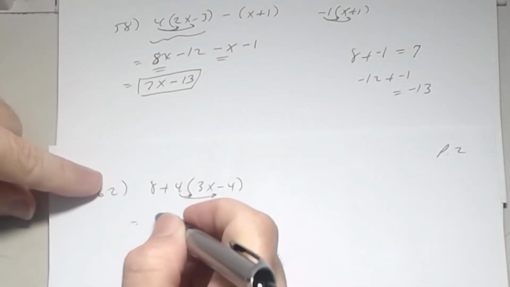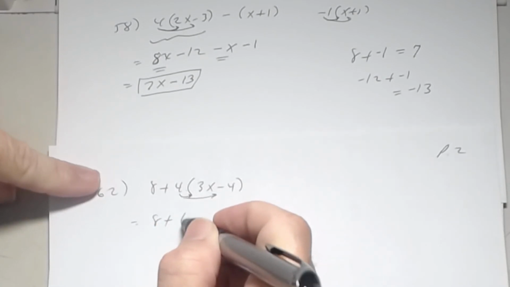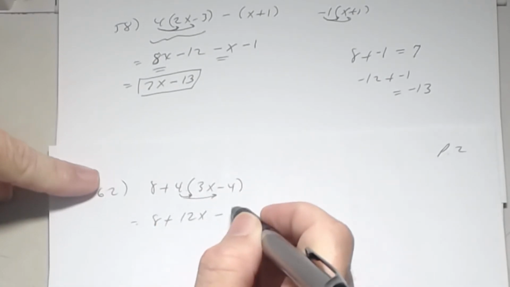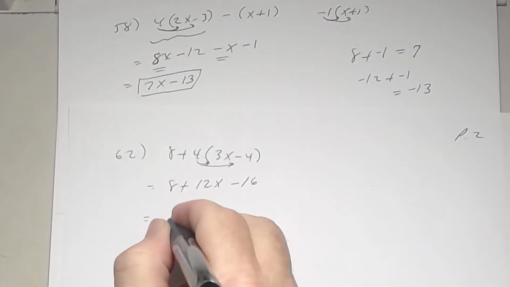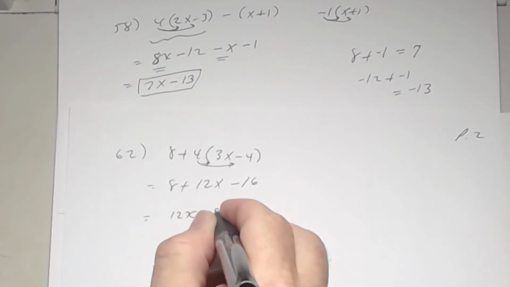All right, so this is going to be 8 plus what? 12x minus 16. And so what can I combine? Those are called what, though? Constants. So 8 and a negative 16 is a negative 8. Always put the variable term first. So what's going to be listed first? 12x, and then what? Minus 8.